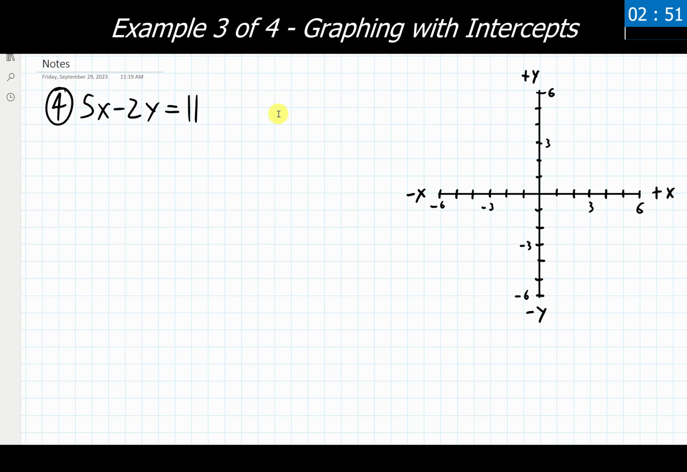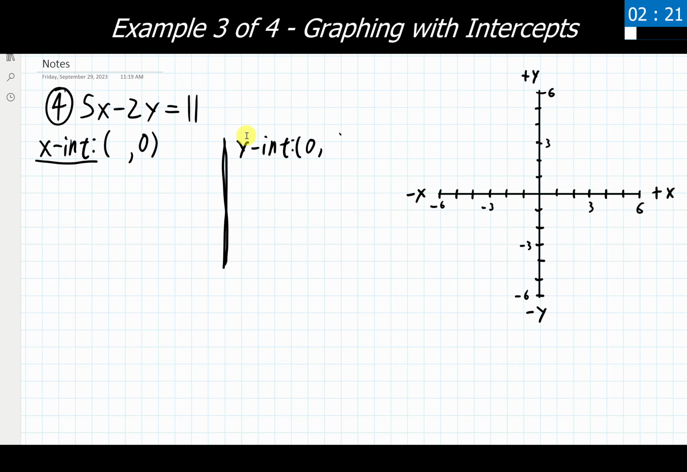Looking at our fourth and final video for this section, we have the equation 5x minus 2y equals 11. So, opportunity to take a guess. What do you think we're doing? Well, we're doing the exact same thing. We are setting up for the x-intercept and the y-intercept. We're going to solve for each of them and then see what we get from there.